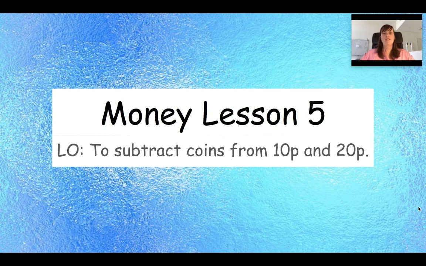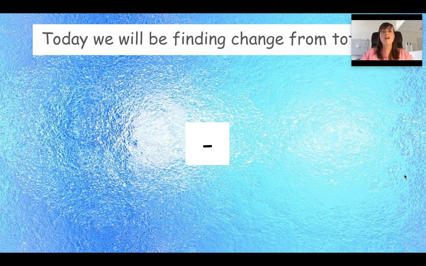Now, as I said yesterday in the Zoom, today we're not going to be adding anymore. Our learning objective is to subtract coins from 10p and 20p. So we're going to be practicing our subtraction today. Let's have a look. So today we'll be finding change from totals.